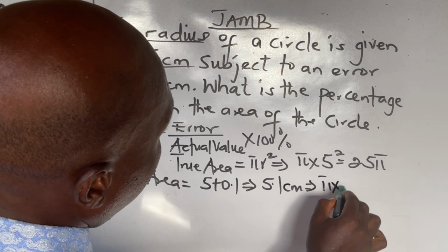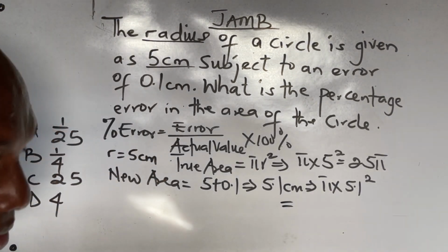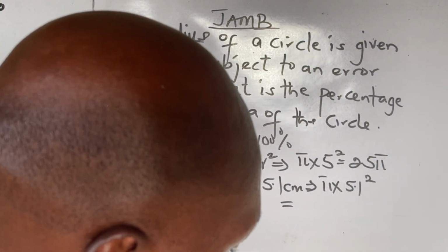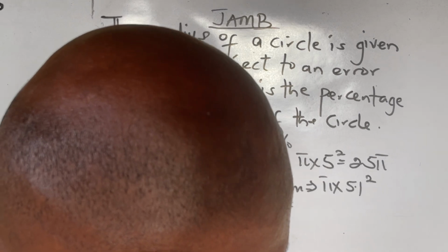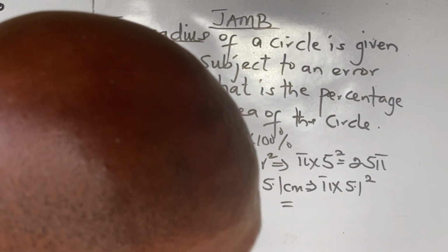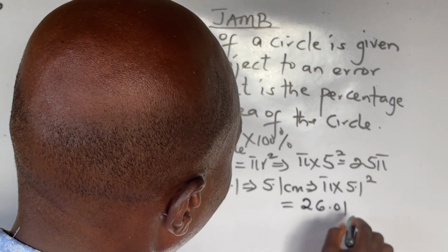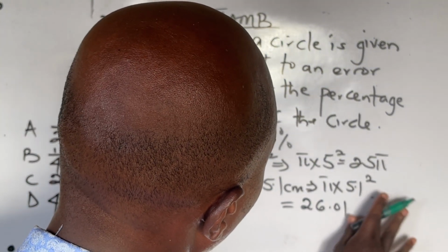So let's calculate the area. Pi times 5.1 squared. I want to get the value now. So 5.1 squared is 26.01 cm squared in terms of pi.